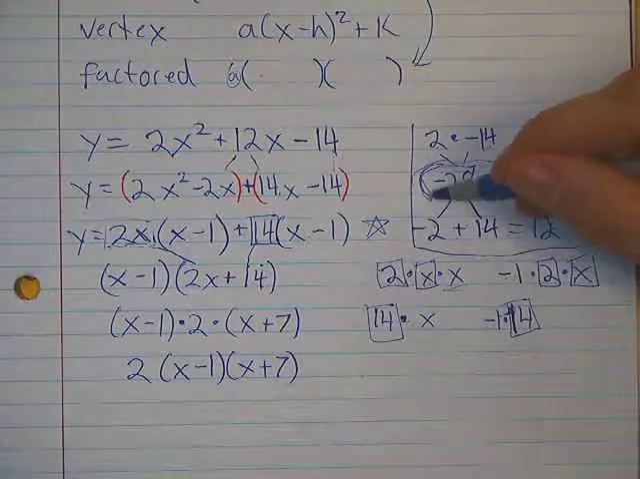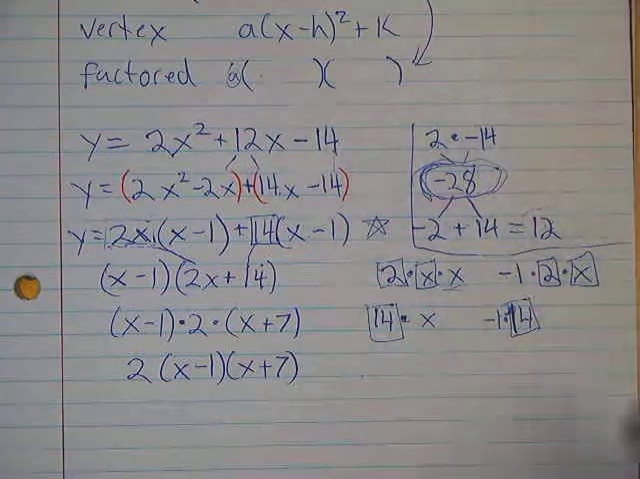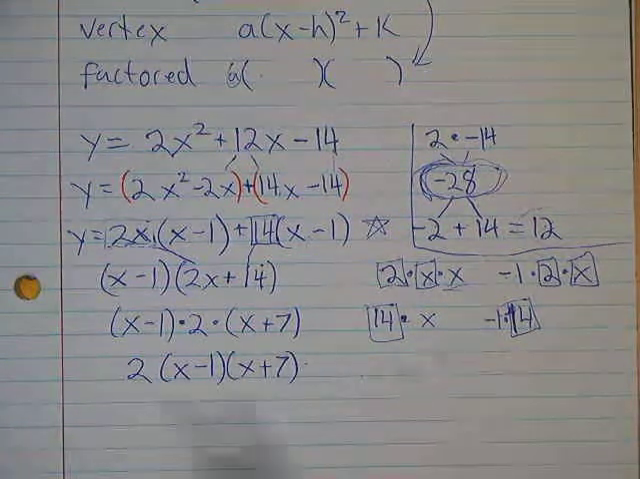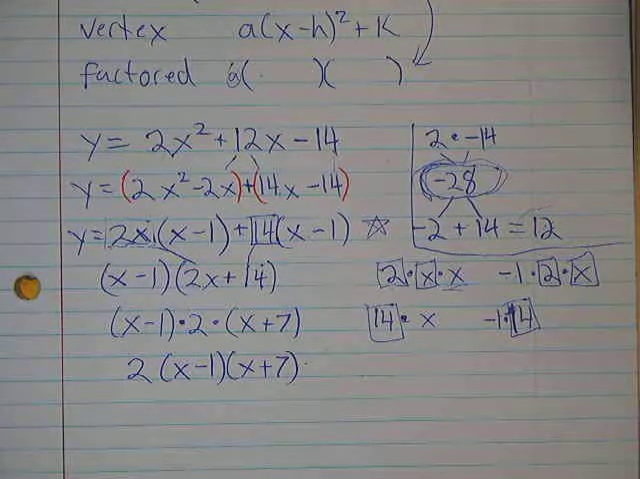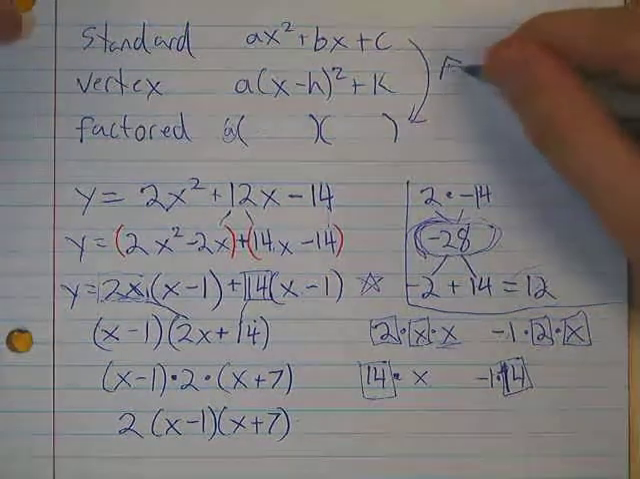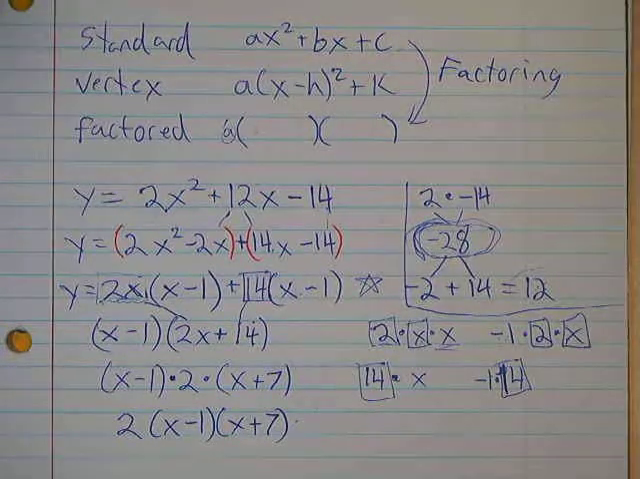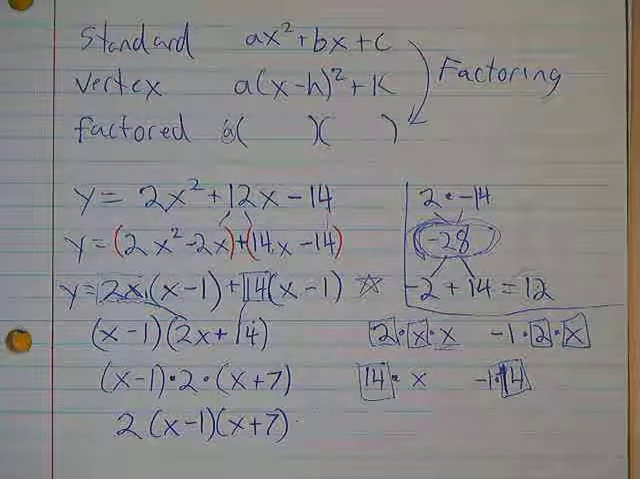If they add up to be your b value, great. If not, you need to start again. Start with the multiplication, because it is more restrictive than the addition is. And then in the end, you'll get down to here. So, that is how you factor from standard form to factored form. It is a process called factoring, and it goes just like that. In my next video, I will show you how to go from standard to vertex form using completing the square.